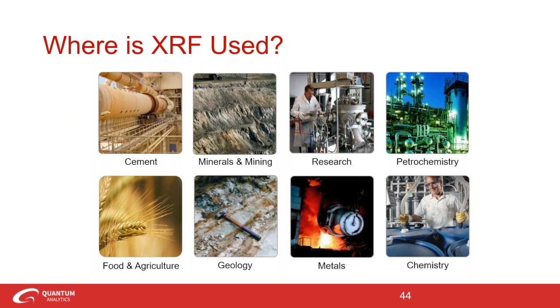In food, you'll see it useful in milk powder, cheese, food, and animal feed. Like metals and ores, you see it in the ores themselves, and the slag, metals, and alloys. And in minerals, you'll see it in cement and raw materials, petrochemical. You'll see it in the oils and the fuels and distillates, and the wear metals, and even some of the additives in them. And then in pharmaceuticals, it's a great tool for screening of raw materials.